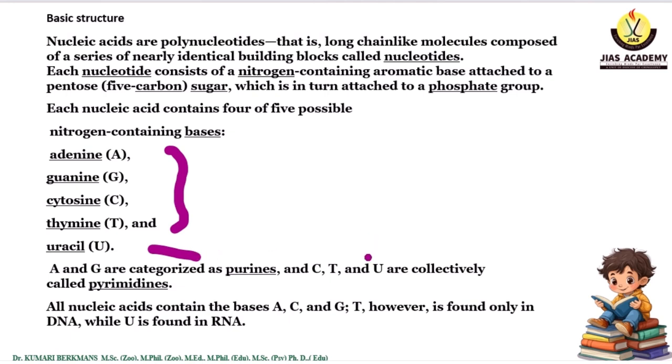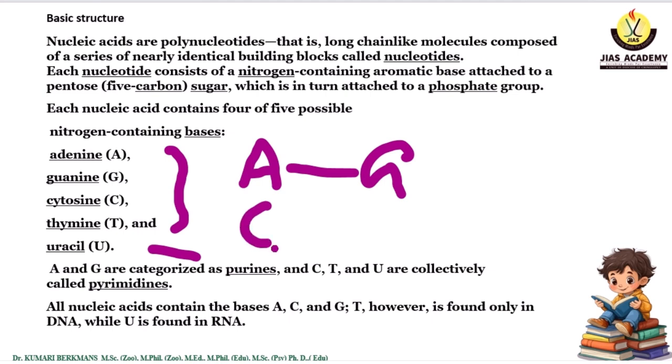A and G are categorized as purines. C, T and U are collectively called pyrimidines. A and G are called purines, and C and T are pyrimidines; T is replaced by U in RNA. All nucleic acids contain the bases A, C and G. However, T is found only in DNA, that I told you already. T is replaced by U in RNA.